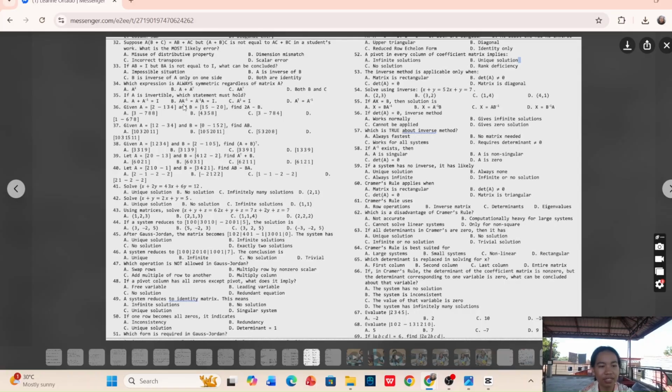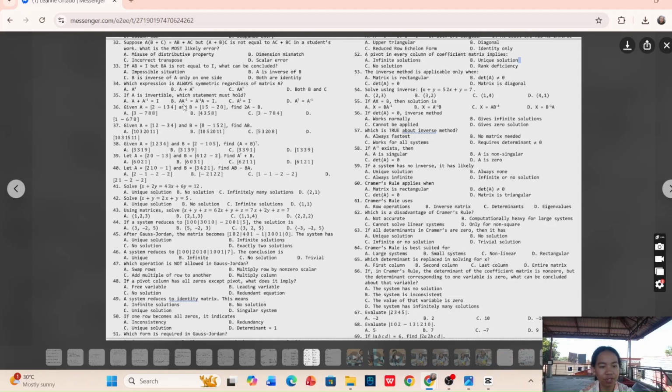Number 39 question, let matrix A equals 2, 0, minus 1, 3 and B 4, 1, 2, minus 2, find A raised to T plus B. The correct answer for number 39 is letter C. This is because adding matrices entry-wise gives the result in option C, which is 6, 2, 1, and 1.